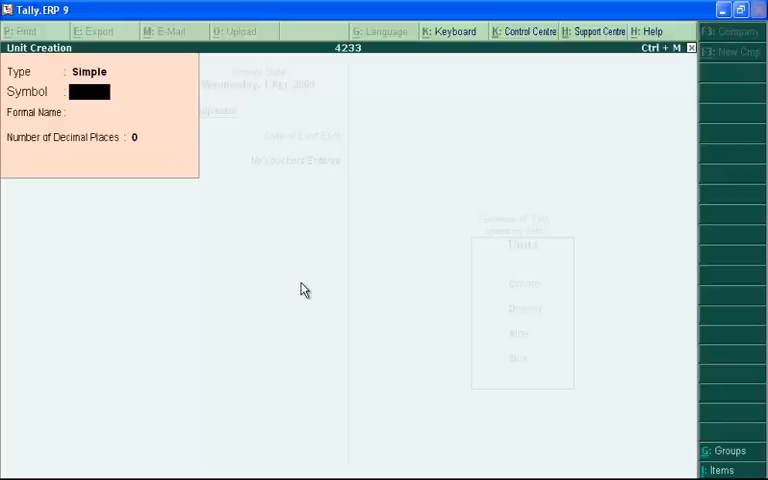Now we will create milliliter. 1000 milliliter will be 1 liter. So its symbol we will write ml, milliliter.